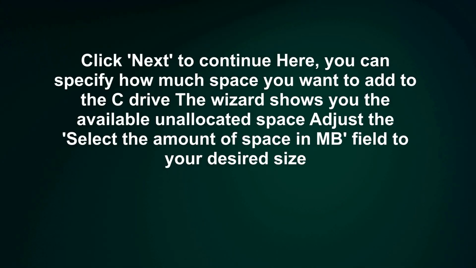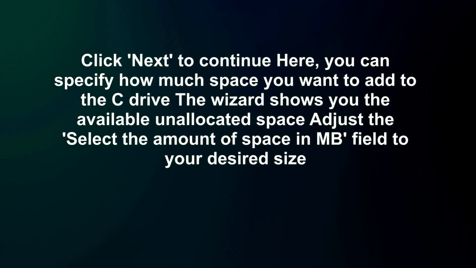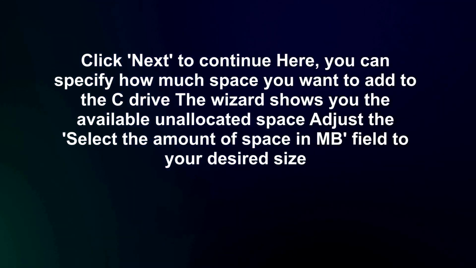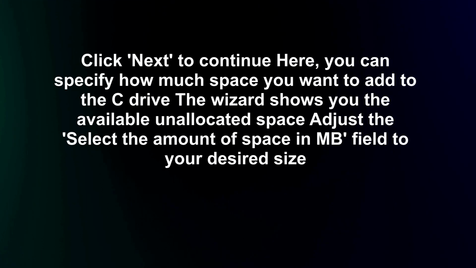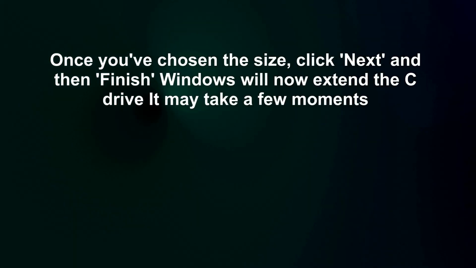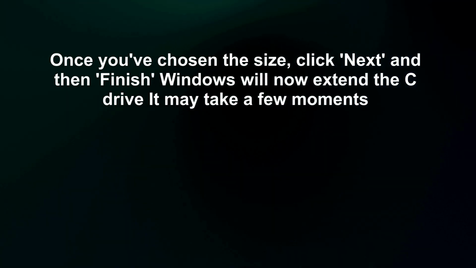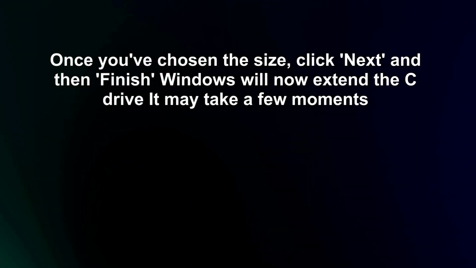Click Next to continue. Here, you can specify how much space you want to add to the C drive. The wizard shows you the available and allocated space. Adjust the amount of space in MB field to your desired size. Once you've chosen the size, click Next and then Finish. Windows will now extend the C drive. It may take a few moments.